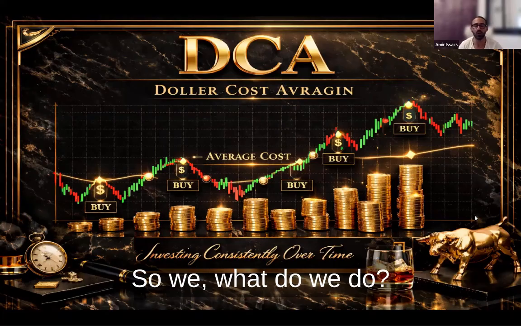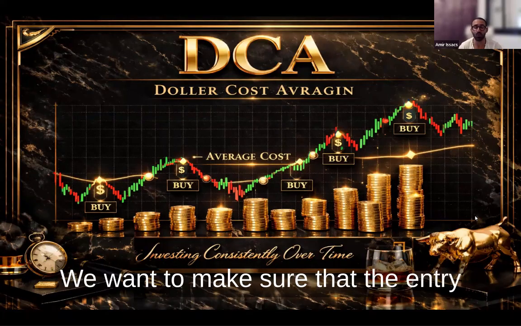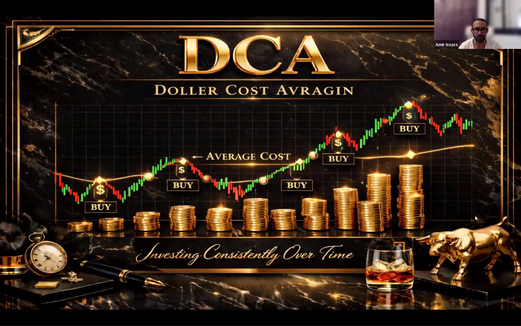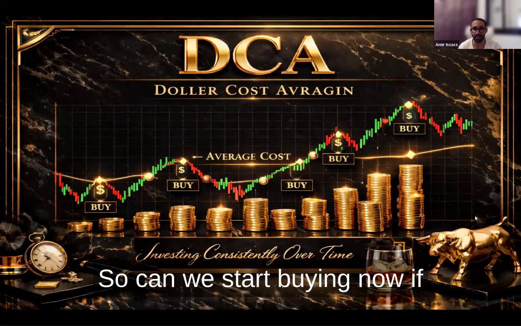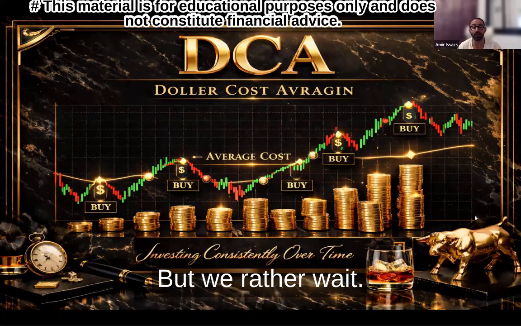So what do we do? We take multiple entry points. At the same time, we want to make sure that the entry points are smart and they're right. So can we start buying now if we believe in it at 70,000? Yes, of course. But we'd rather wait.